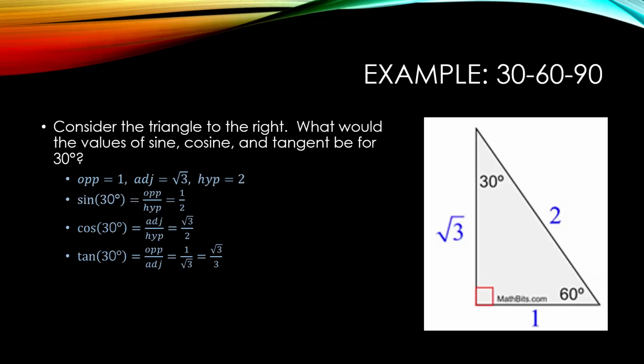And we can. In this case, our opposite is 1, our adjacent is square root of 3, and our hypotenuse is 2. Using the exact same formulas, we get the sine of 30 degrees is 1/2, the cosine of 30 degrees is root 3 over 2, and the tangent is 1 over root 3, which is also the same as root 3 over 3.